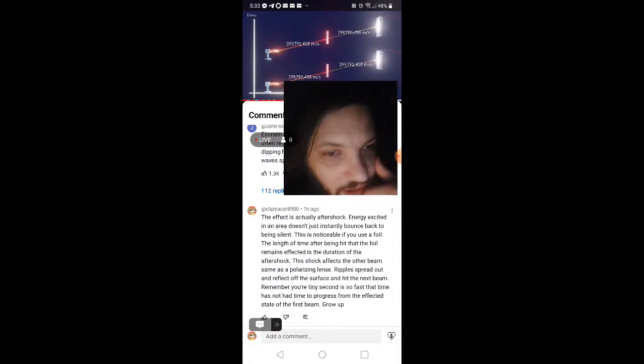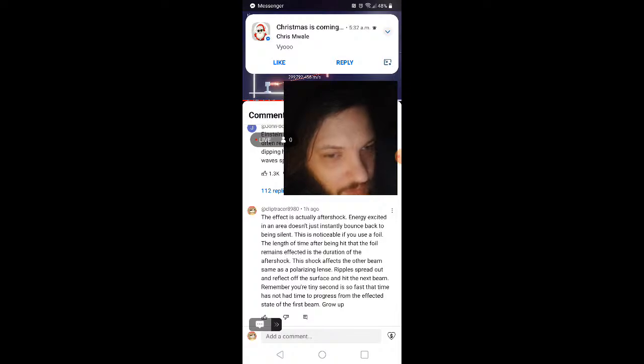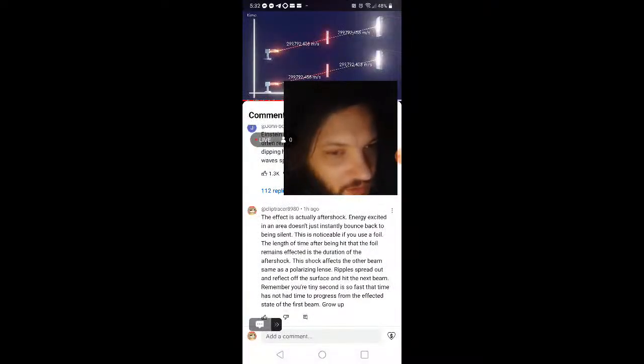The fact is, actually, aftershock. The energy excited in the area probably doesn't just dissipate instantaneously to bounce back to being silent. If you use a foil, the length of time after it hits the foil that it remains effective is the duration of the aftershock. That's a slightly different theory than what I just talked about. I'm still not wrong.